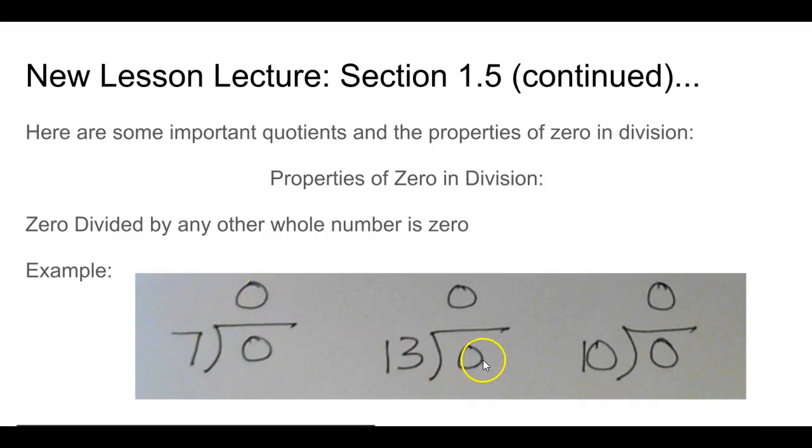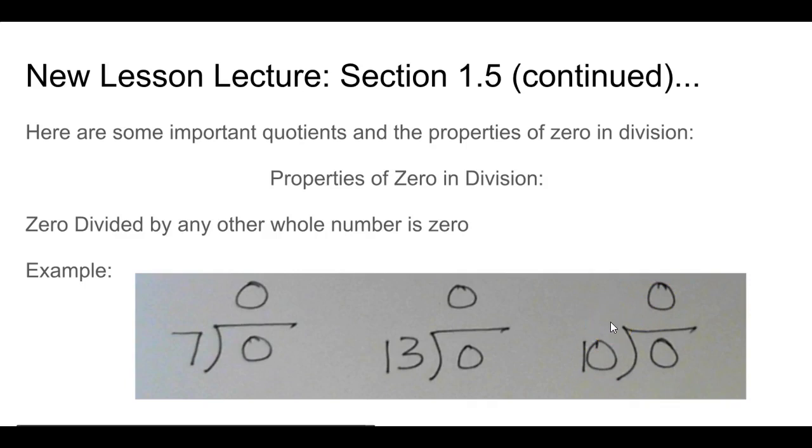So 0 divided by 13 is 0. And 0 divided by 10 is 0. And if it helps you, you could say that nothing divided by 7 is still nothing. So it doesn't matter, right? If you have nothing, it doesn't matter what you divide it by. Nothing is still nothing. So 0 divided by 7 is 0. 0 divided by 13 is 0. And 0 divided by 10 is 0.